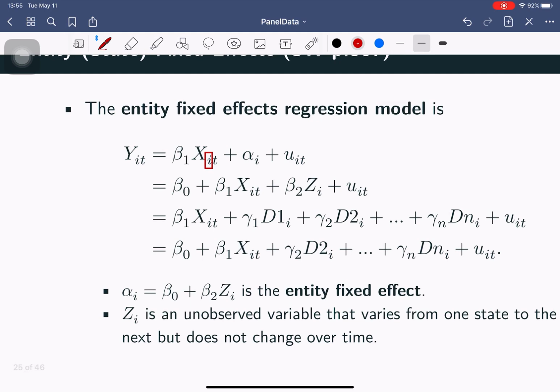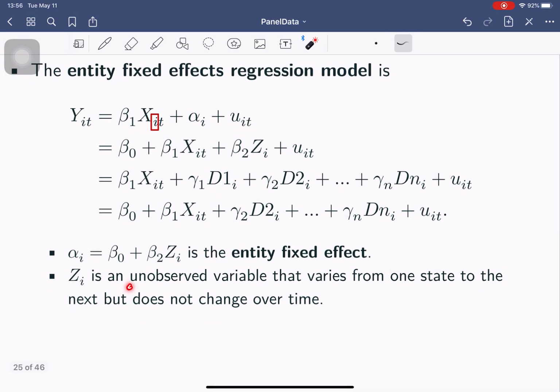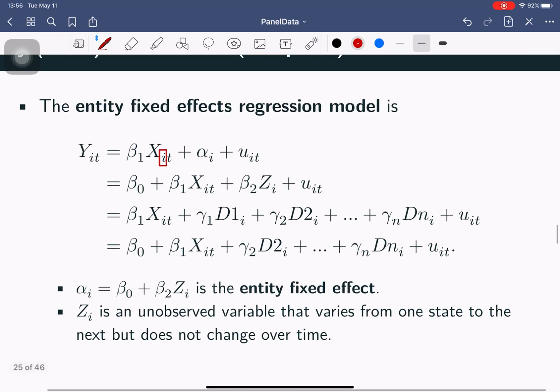So in the original model, you can see here, we have an intercept and a regressor. And Z is an unobserved variable. It does not change over time. So it is about one term in the fixed effect, the alpha. So alpha is about beta naught plus beta 2 times Z i. So you can see this is the original form for the state fixed effect.